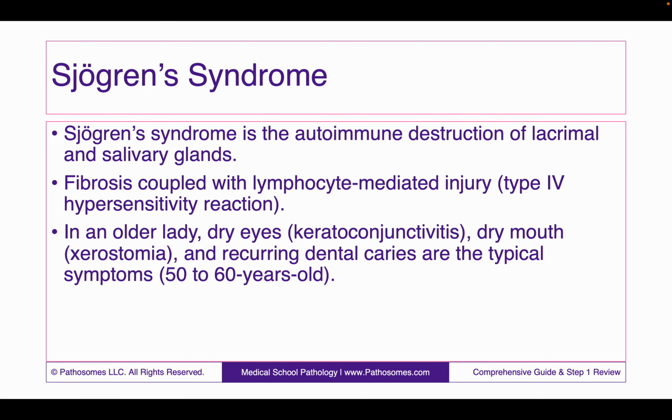Well, let's talk a bit about some key insights for Sjögren's syndrome. Sjögren syndrome is the autoimmune destruction of lacrimal and salivary glands.